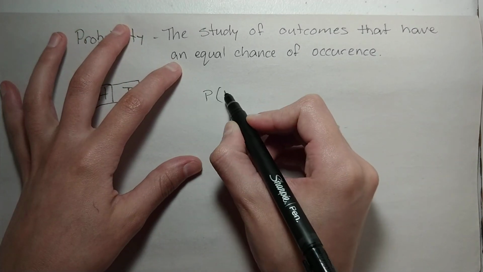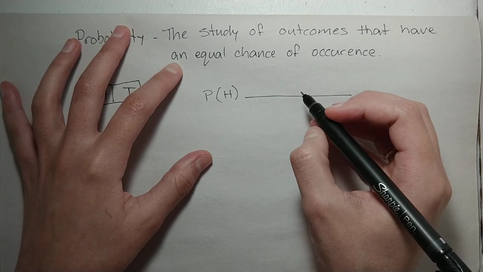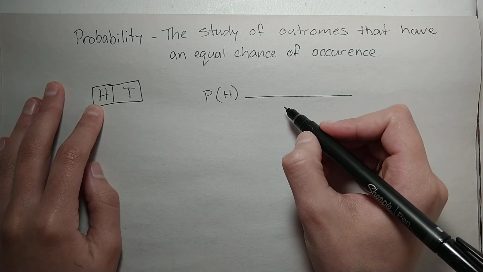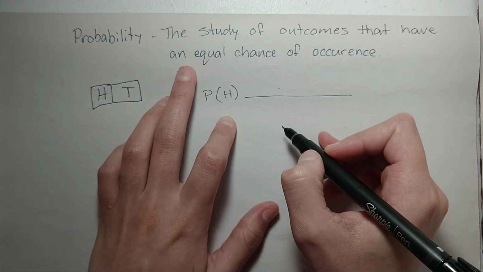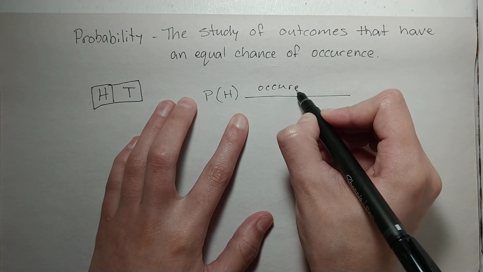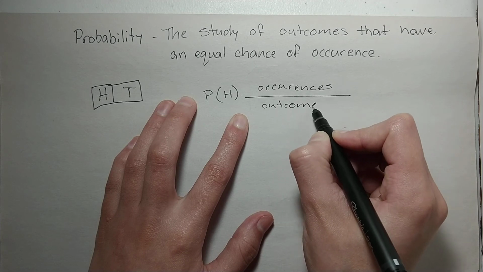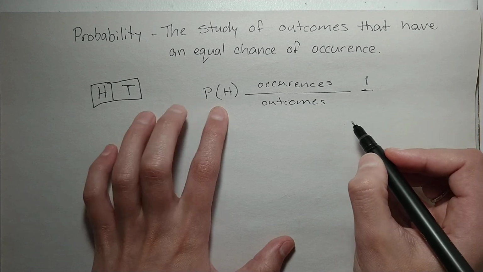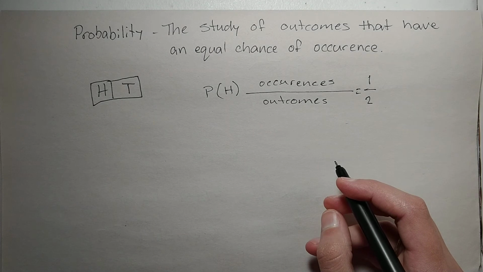So the probability of getting heads, you can write it like this, is going to be the number of occurrences over the number of outcomes. So I guess we could write it like this. So the occurrence of heads is 1, and the total number of outcomes is 2. So the probability of getting heads is going to be 1 out of 2.